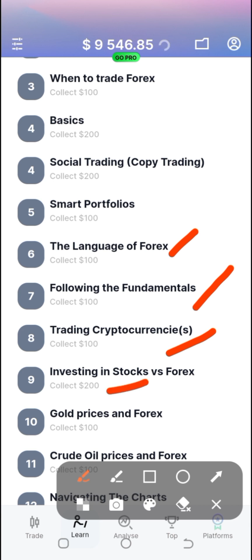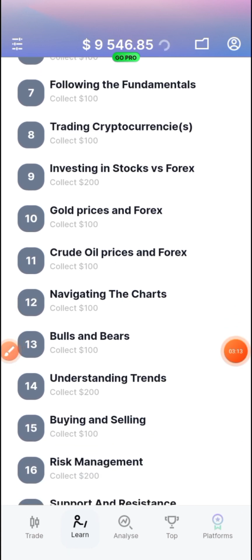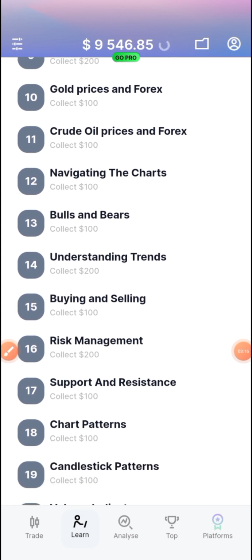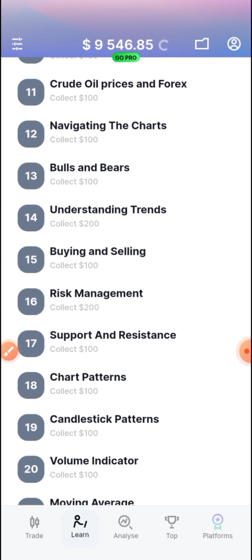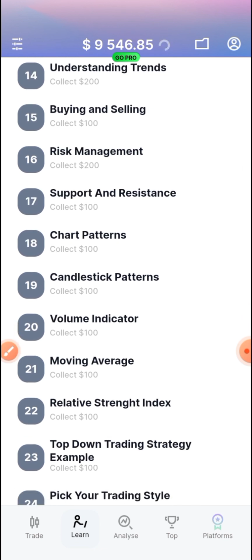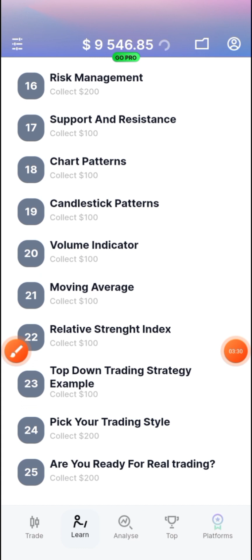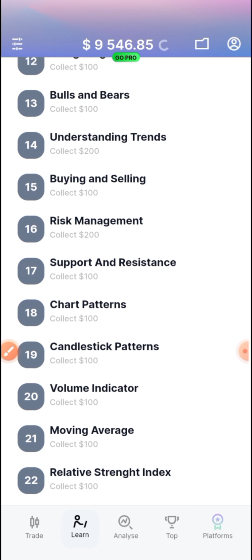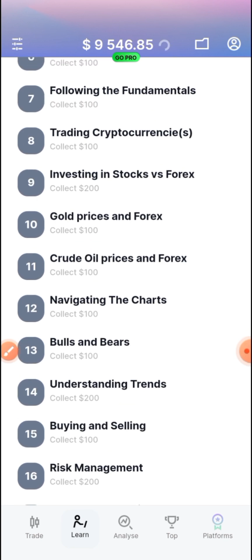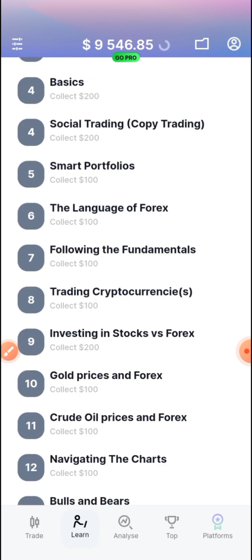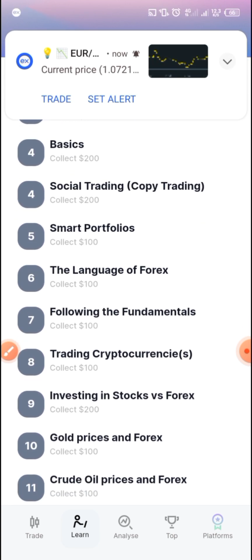You need crypto, investing in stocks vis-a-vis Forex, then gold prices and Forex, crude oil and Forex, navigating the charts, bulls and bears, understanding trends, buying and selling, risk management, support and resistance, chart patterns, candlestick patterns, volume indicator, this one right here, moving average, relative strength index, top-down analysis, top-down trading strategy, pick your trading style, and are you ready for real trading? You see, all these 25 lessons can be very essential for you as a beginner. Even if you are an advanced trader, you can take advantage of them.